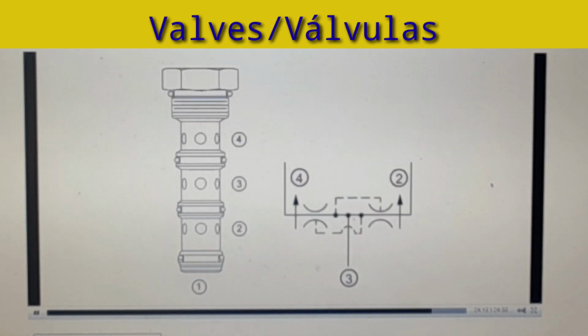A flow divider/combiner is a form of a pressure compensated flow control valve that is designed to divide or combine flow to both circuits regardless of load. In the divide mode, the flow is divided from port 3 to ports 2 and 4. In combine mode, the flow is combined from port 2 and 4. The dividing and combining ratios are maintained regardless of pressure.